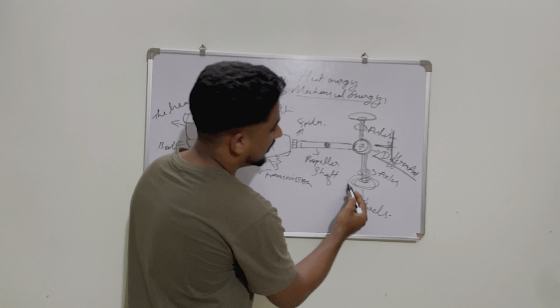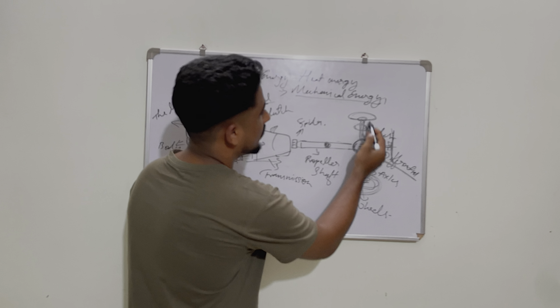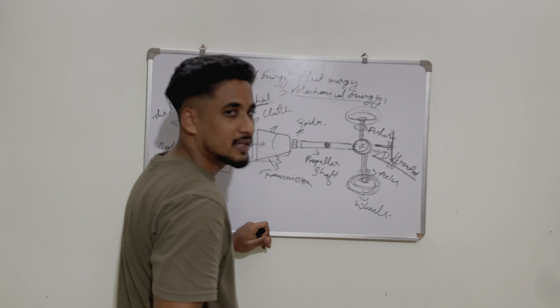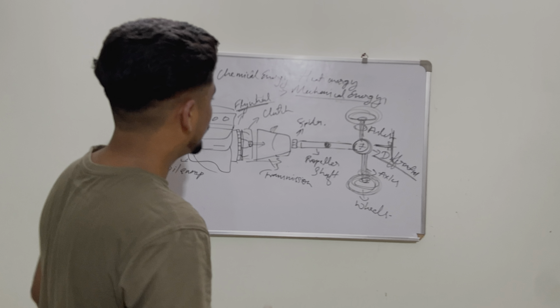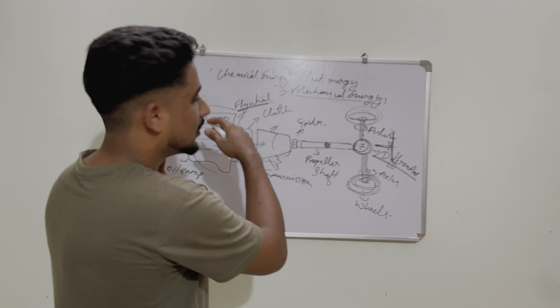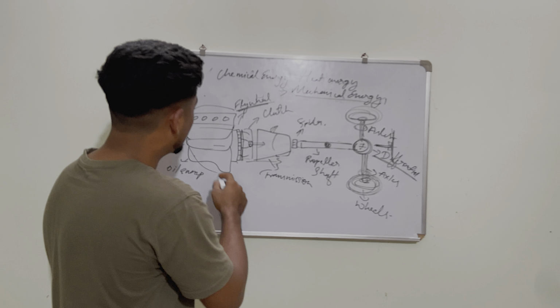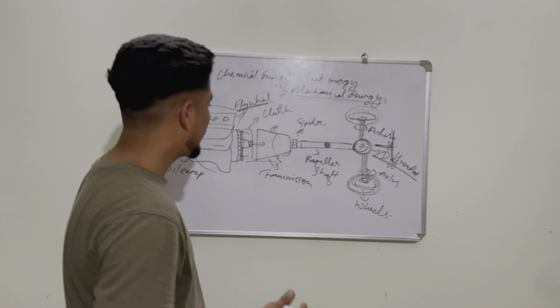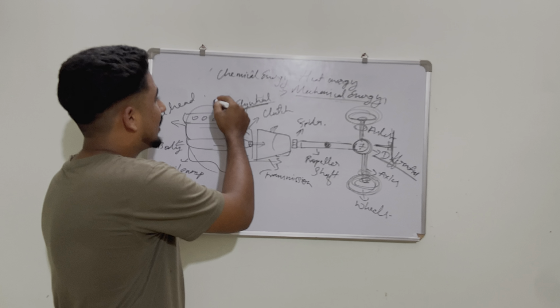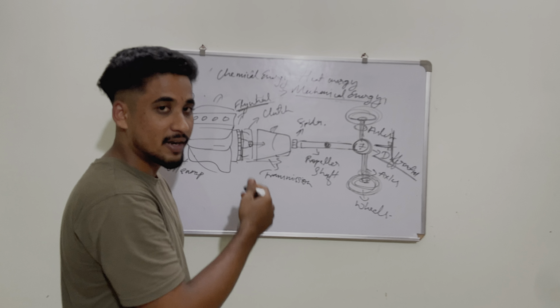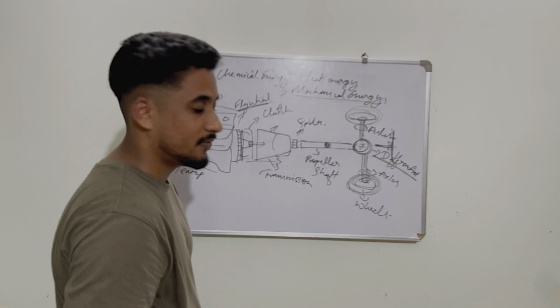Then the wheel finally moves. When the wheel moves, the car moves. So this is about front engine rear wheel drive. In the next video, we will discuss the clutch, and in further videos I can also teach about front engine front wheel drive.